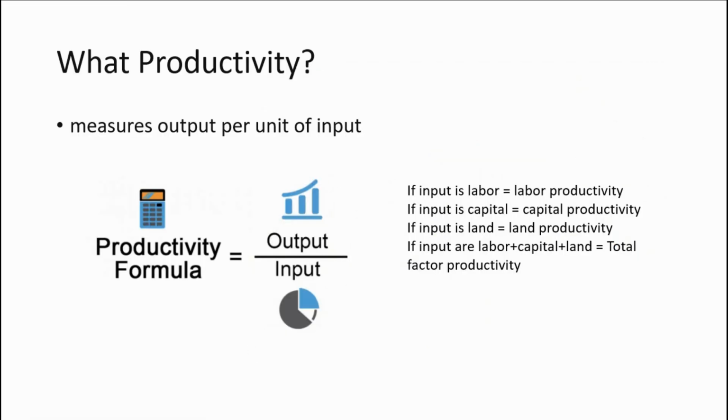And then what is productivity? Productivity is the measure of output per unit of input. If the input is labor, we call it labor productivity. If the input is capital, we call it capital productivity. If the input is land, we call it land productivity. However, if the input is a combination of some inputs, for example labor, capital, and land, we call it total factor productivity.